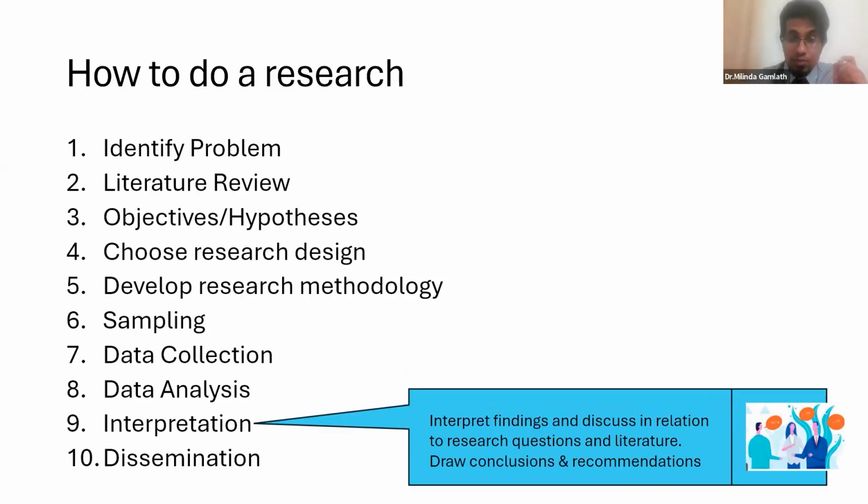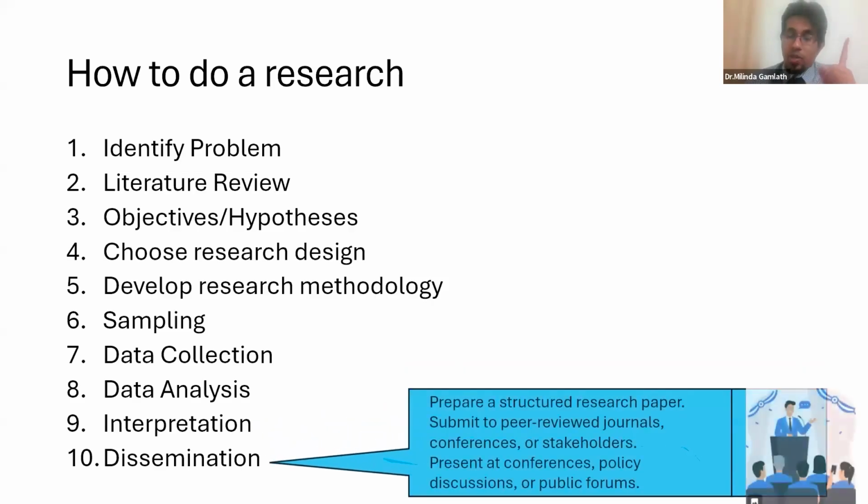And then a final important step that some people forget is dissemination. After you have done a research, it is vital, it is very important that you present it or you publish it somewhere. You have to disseminate it to the wider population. This is very important, and that's regardless of the result.